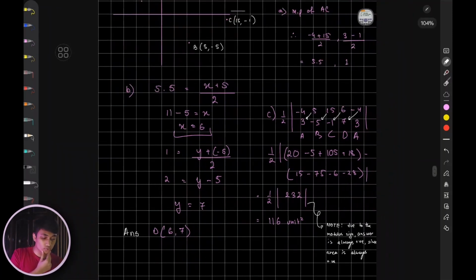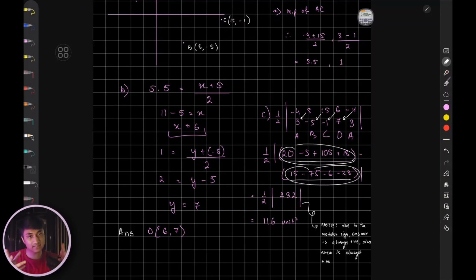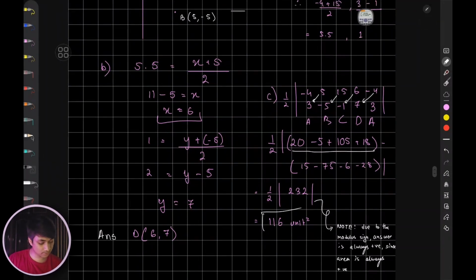Okay. So you find the sum of all this, in the bracket, and finally you're going to find the difference of both the sum, right? Find this sum, and then find the difference. Whatever the answer is, you're going to take half of that value as your area. As your what? Area. Okay.